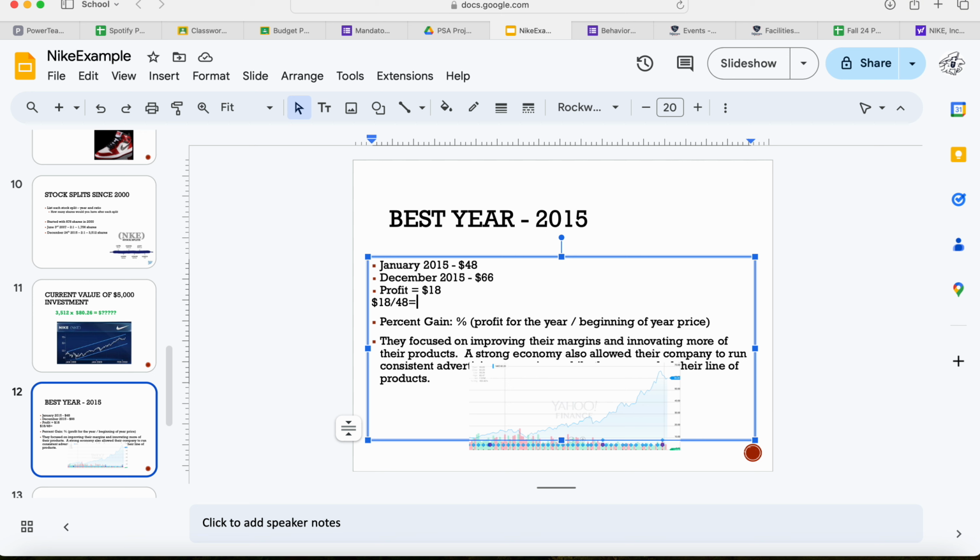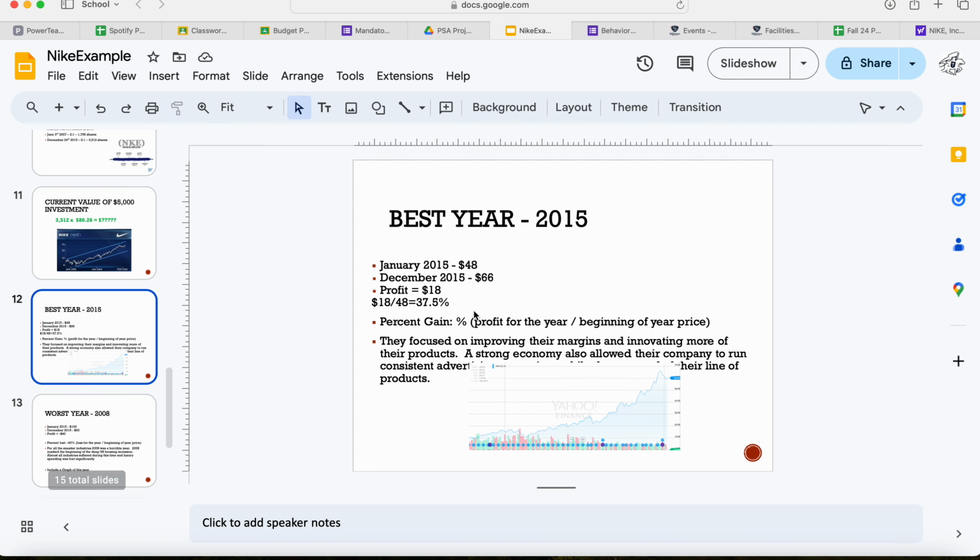Let me pull up my calculator. Give me 1 second. 18 divided by 48 equals, oh my goodness, 0.375. We move the decimal to the right 2 places to make it 37.5%, because when we convert to a percentage, we move the decimal to the right. When we convert to decimals, we move the decimals to the left. So 37.5%. That's awesome. That's way more than 9.5%.